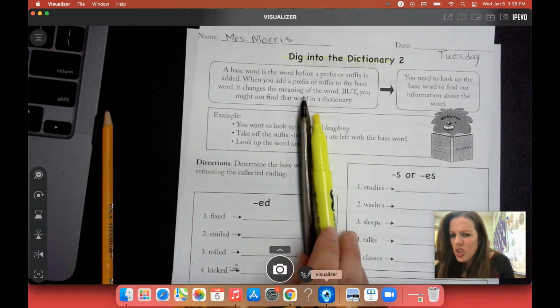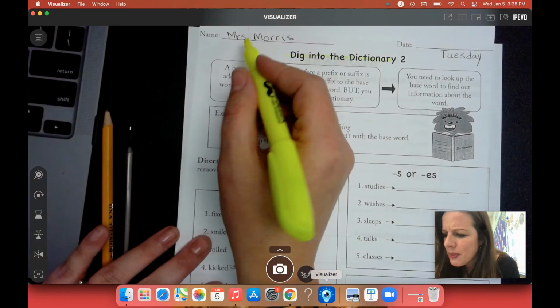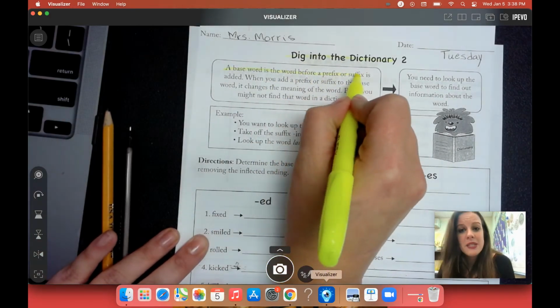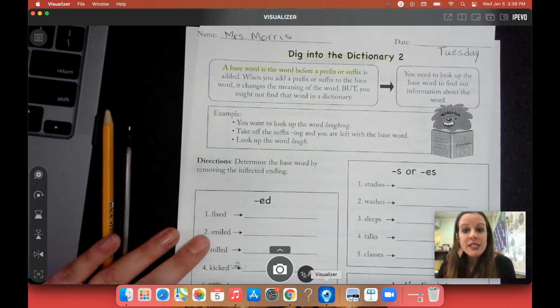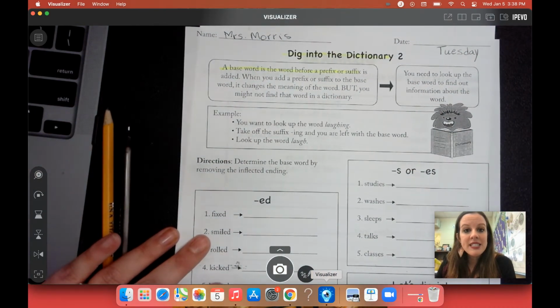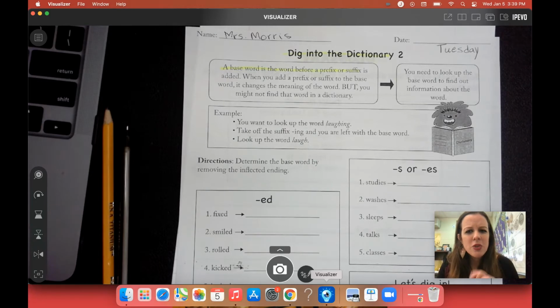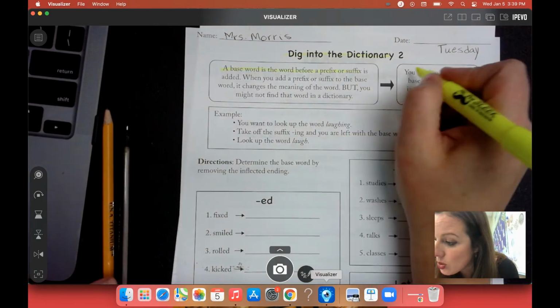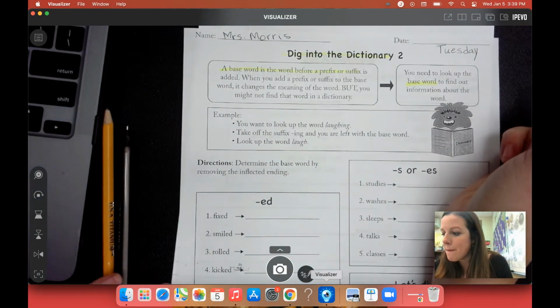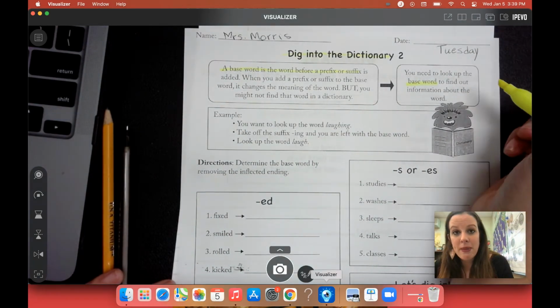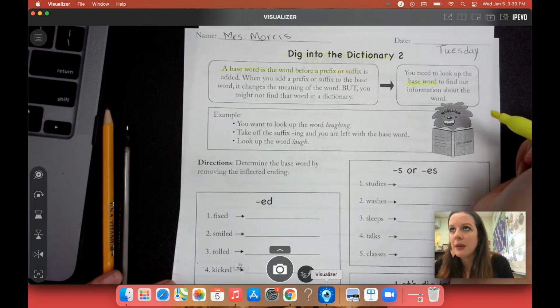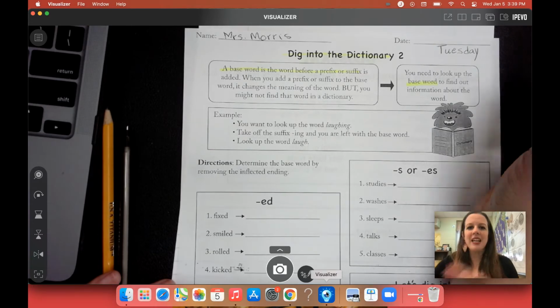Dictionary skill number one, you have to be able to find a base word. Well, what's a base word? It's just the word that comes before a prefix or a suffix when a prefix or a suffix is added. So when you add a prefix or a suffix to a base word, it changes the meaning of the word. But you might not find that word in the dictionary. You need to look up base words to find out information about the word.